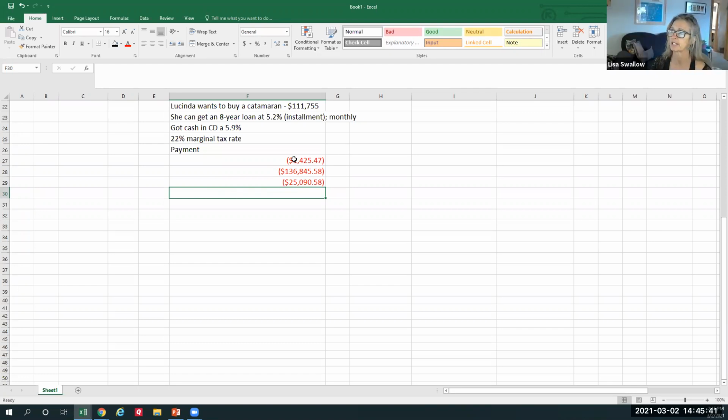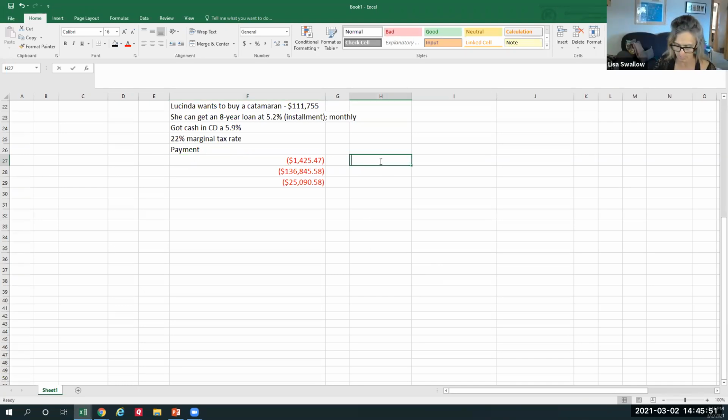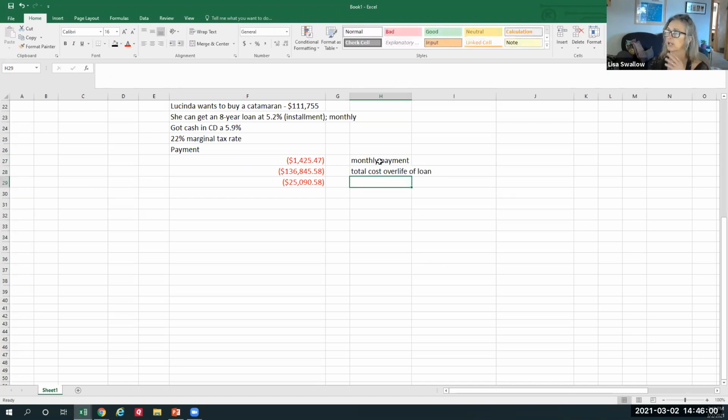So let's back up and tell me what this number is, Carson. That's the monthly payments. Yep, and maybe we should just label that. So monthly payment. So the next thing I want to get is the total cost over the life of the loan. How many times am I making that $1,425.47 payment? 96. Yeah, 96 times, right? Because it's an 8-year loan and I'm paying monthly.